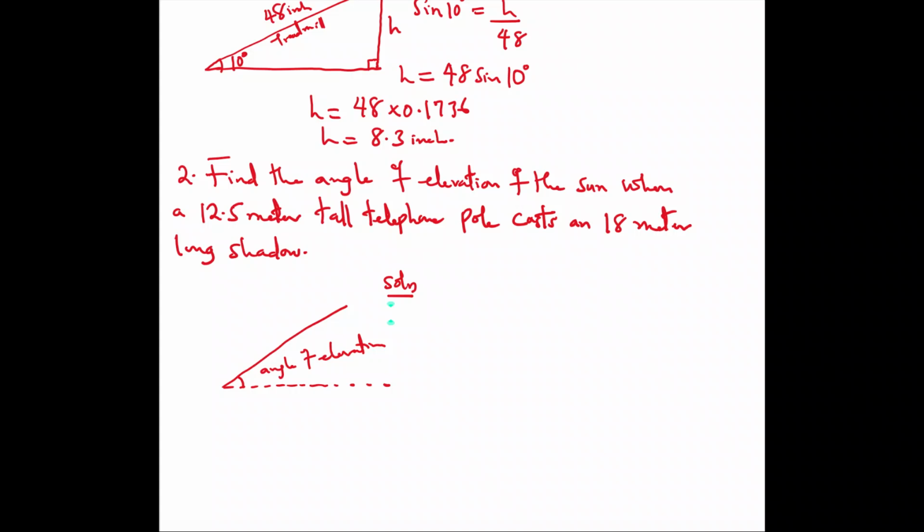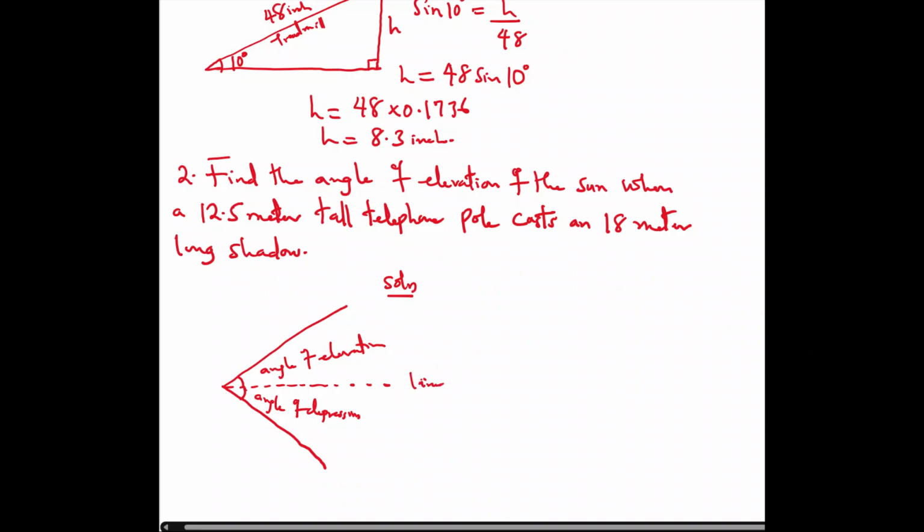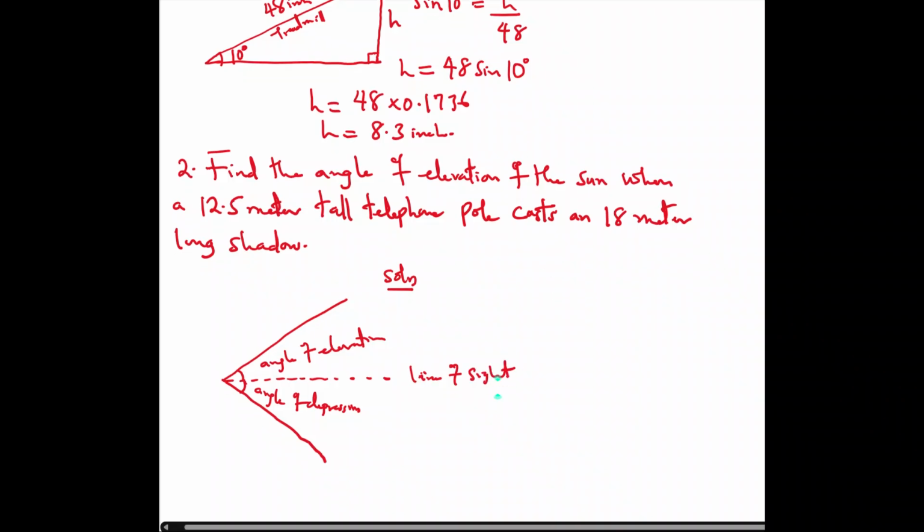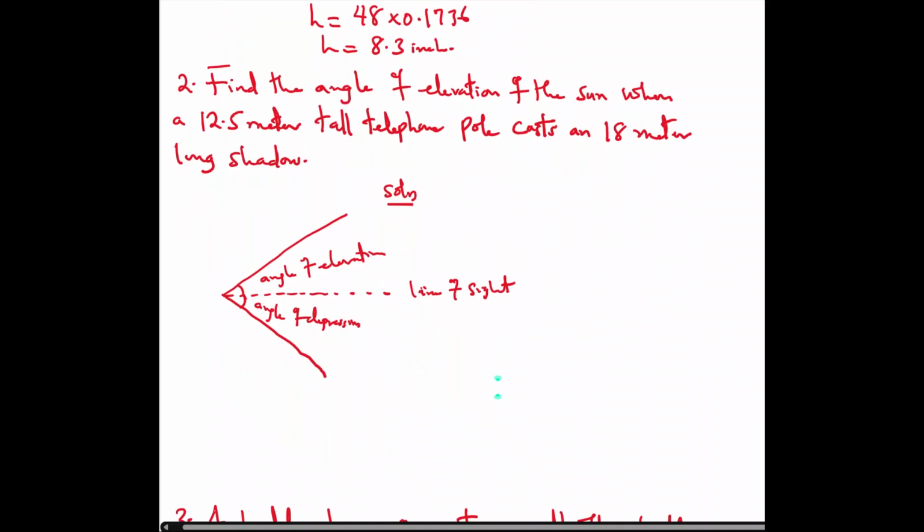Okay, because an angle of elevation is the angle formed when you look upward from a horizontal line to an object above you, and this one down is the angle of depression. Okay, because angle of depression is the angle formed when you look downward from your horizontal line to an object below you, and this one is the line of sight. Okay, so in this case we are asked to find the angle of elevation.